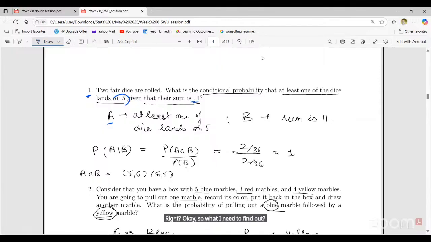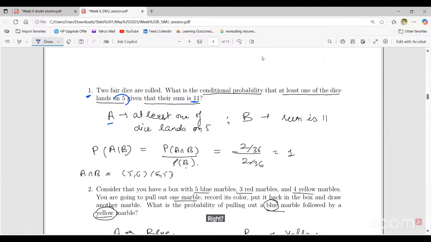So what I need to find out is the probability that at least one of the dice lands on 5, given that the sum is 11. That is A given B. Now it will be the probability of A intersection B divided by the probability of B, right?